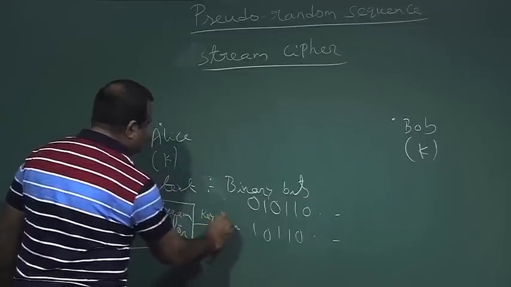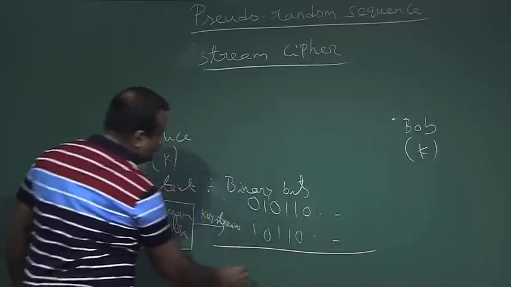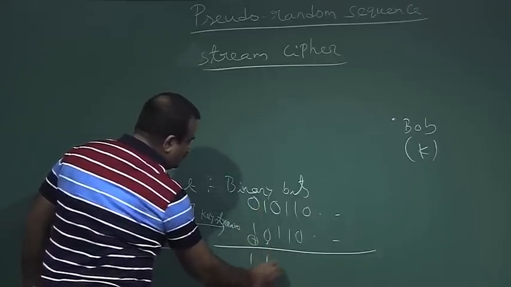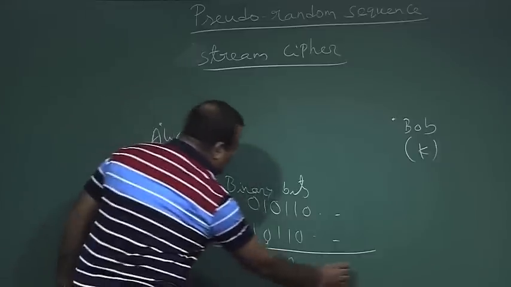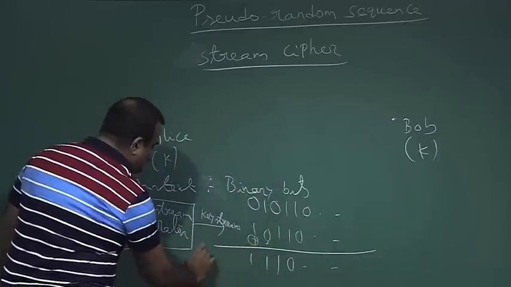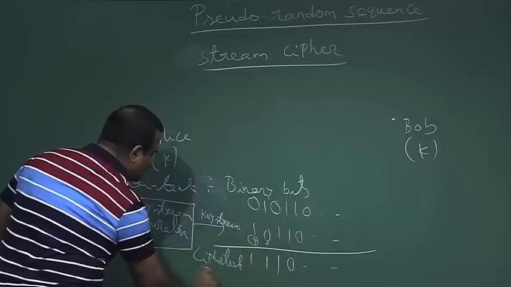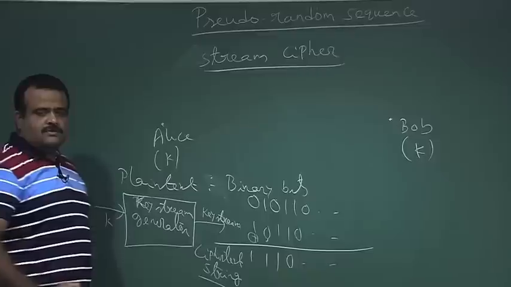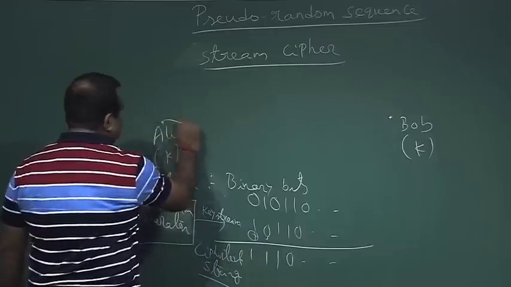In 0 1 bits, and then to get the ciphertext we just do the bitwise XOR. So, this is 1, this is 1, this is 1, this is 0, no carry, just the bitwise XOR. Like this, this is the ciphertext string, which Alice will send to Bob.